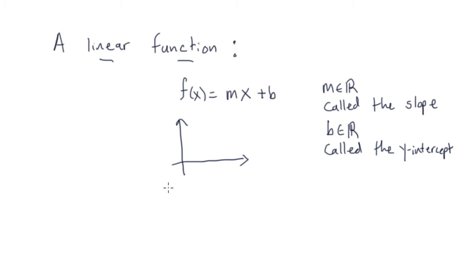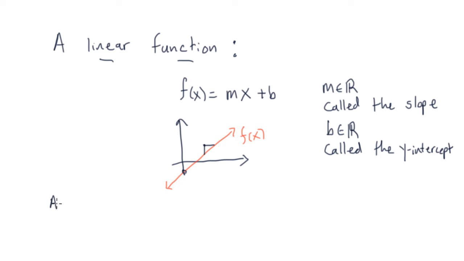it's going to look something like this. So the slope is just how much I rise when I go over 1 unit, like that. And then the y-intercept is where I cross the y-axis. So that's where these names are coming from. And like I said, the graph of a linear function is just a line.